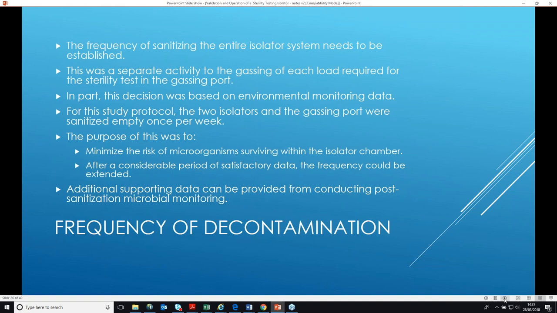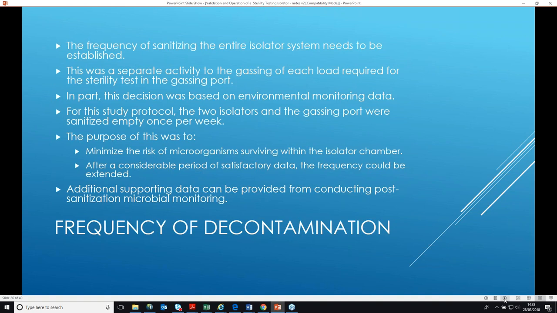So let's begin with the frequency of sanitization of the isolators. So the frequency of sanitization of the entire isolator system needs to be established. And this is a separate activity to the gassing of each load. Because you remember what I said earlier, the isolators are isolated from the gassing port, and they're only exposed to the gassing port after the gassing port itself has run through a decontamination cycle. So the question here is, how often should the core isolators be decontaminated?